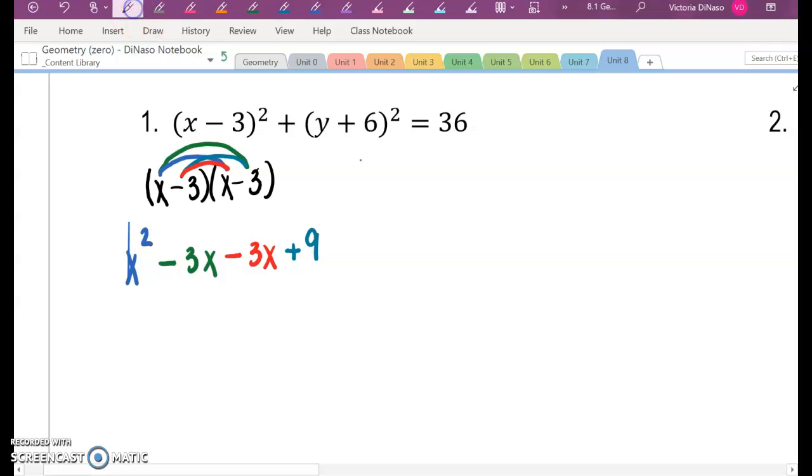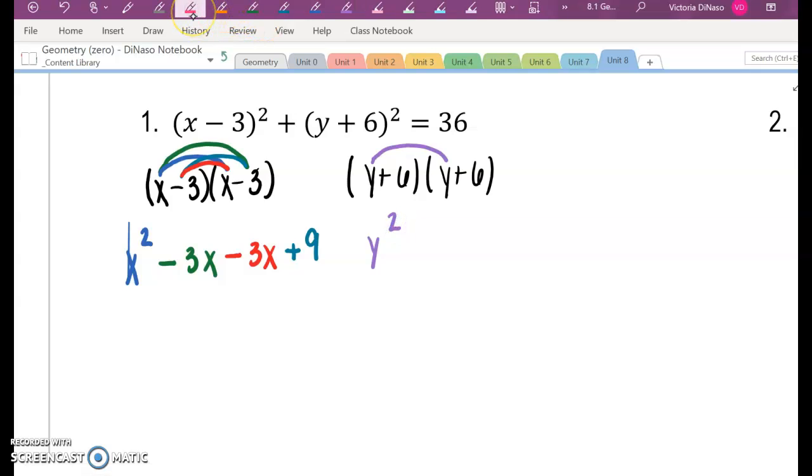All right, then we have to do the same thing for this y plus 6 squared. So really we have 2 of them. We're going to do y plus 6 times y plus 6. So let's start with multiplications. We have y times y, so we've got y squared. Then you're going to do it again. So we've got y times 6, which is plus 6y. And then we've got to do it again. So we've got 6 times y, which is plus 6y. And then finally, we've got 6 times 6, which is 36.